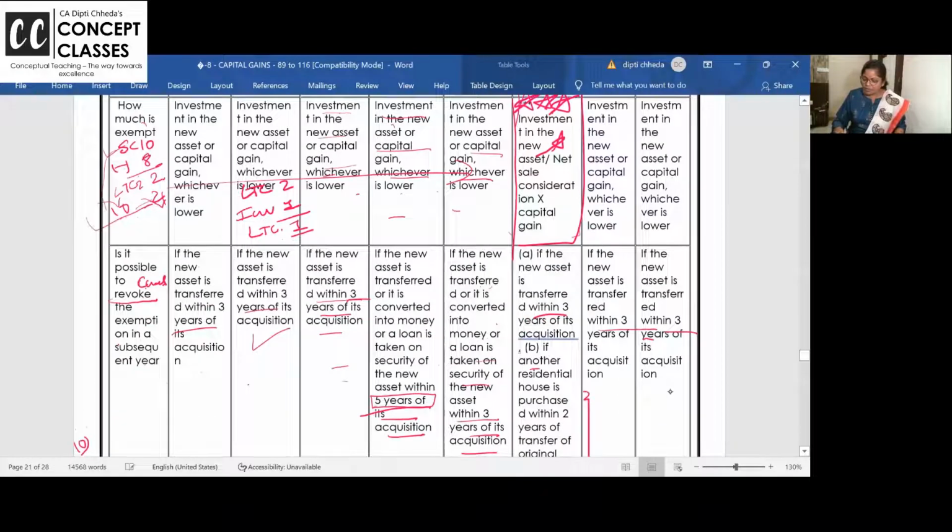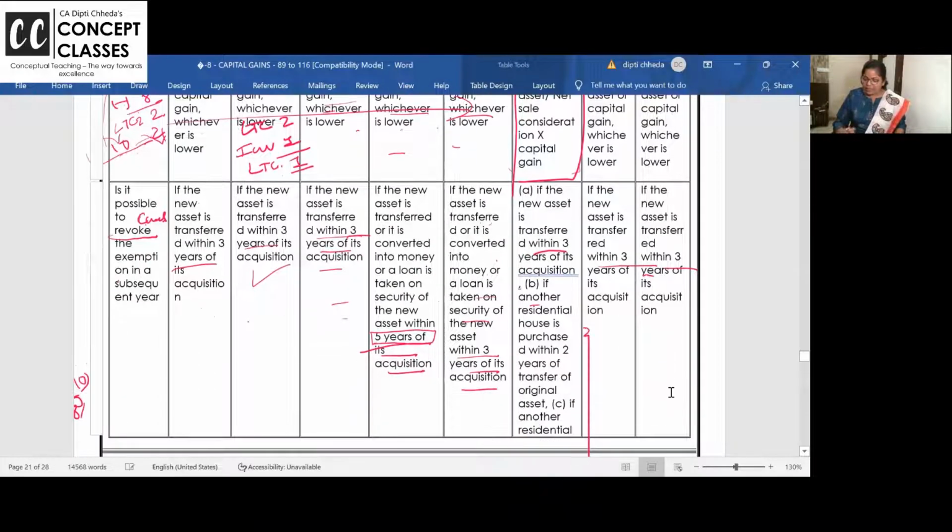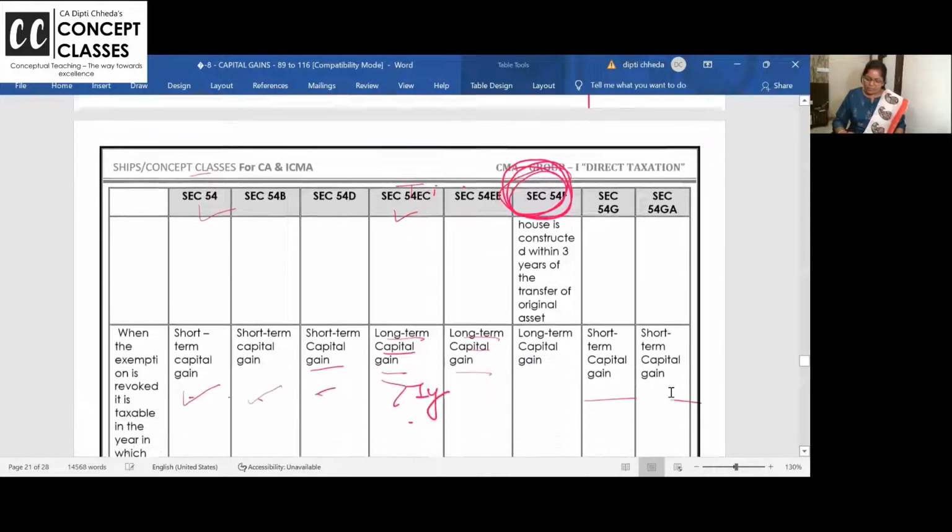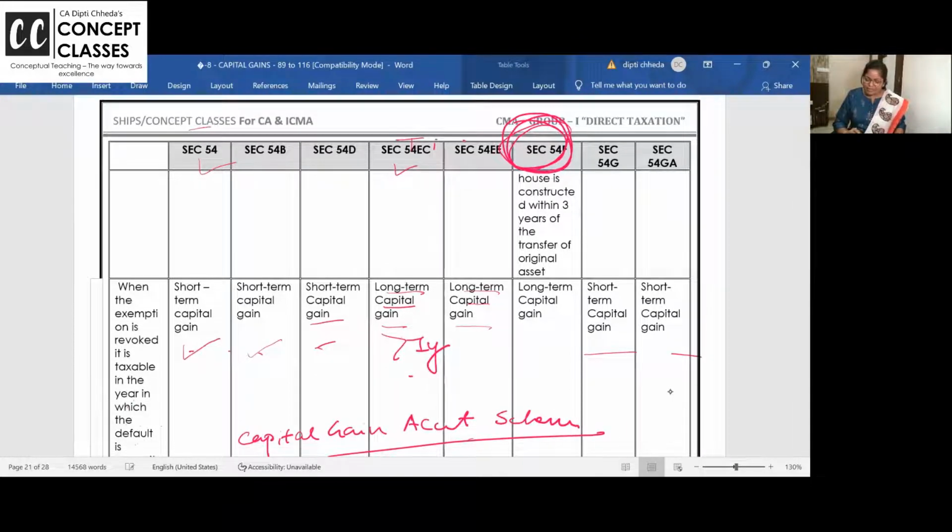Is it possible to revoke? This is same. But bonds, you should hold it for 5 years. Rest all, you should hold it for 3 years. Now, if exemption is revoked, then bonds and all the time limit is less. No, 1 year, age of the asset.